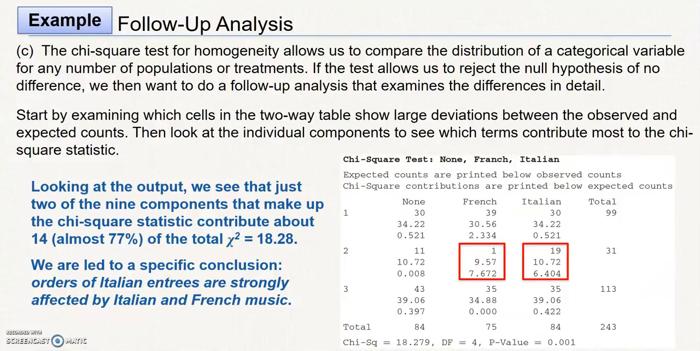So notice the expected counts are printed below the observed. When this French music was played, we only had one person order, where we expected 9.57. In here we have 19 versus the expected 10.72. That's what gives us such a large test statistic here.